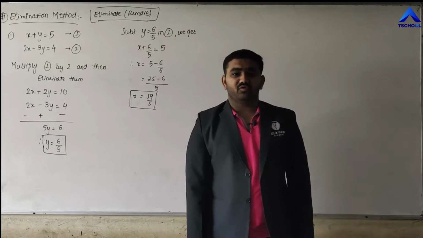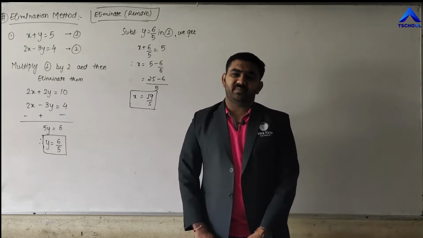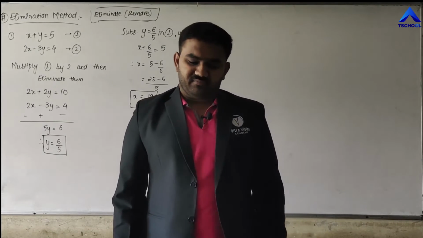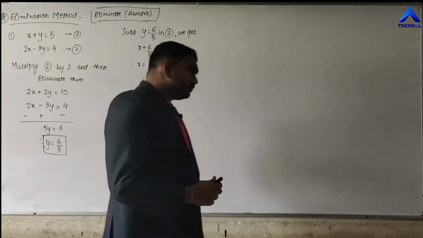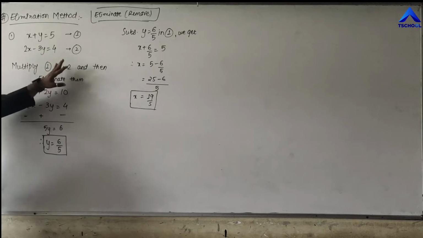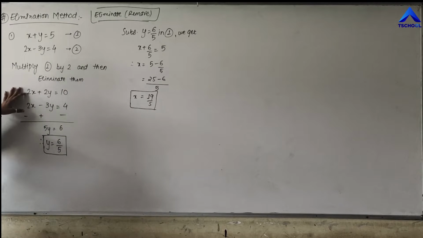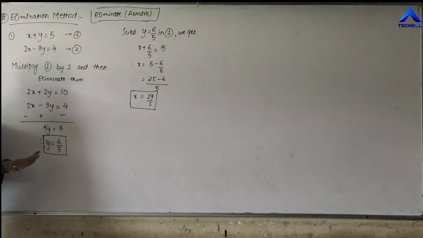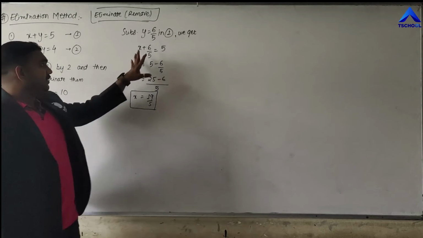That will lead you nowhere, because both the variables will be cancelled and you will get the value of neither of the variables, right? So first of all, what we did here: multiplying the first equation by 2 and eliminating, we got 2x plus 2y equals 10 and 2x minus 3y equals 4, right? So this 2x and 2x will be cancelled. 2y plus 3y, that is 5y equals 10 minus 4, 6. So we get y equals 6 by 5.